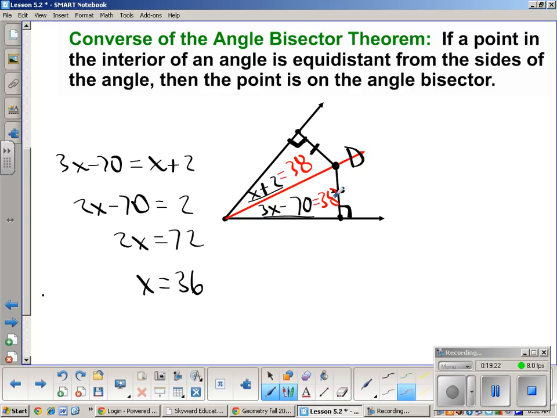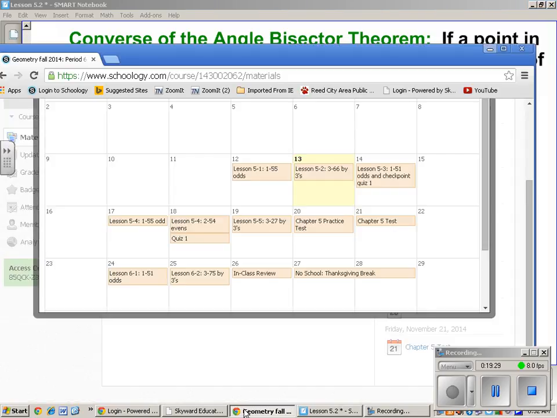Okay. In that case, let's look at our calendar again. And again, I didn't have time for Diana to enter these assignments into your calendar. So that's why I'm showing you this calendar. But I should have time today. So today we're doing 3 to 66 by 3s. It's only 22 problems.